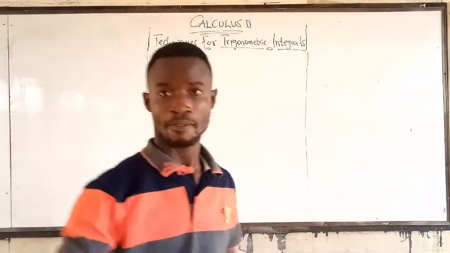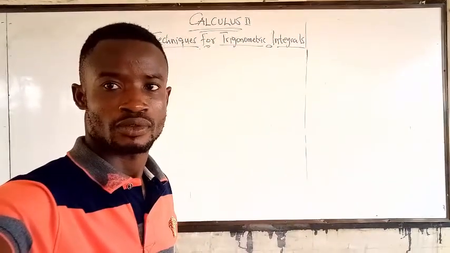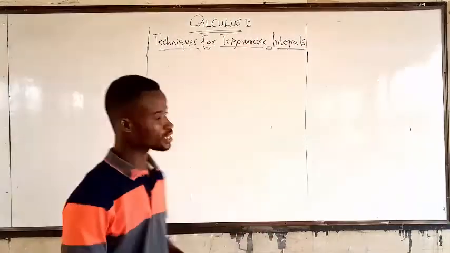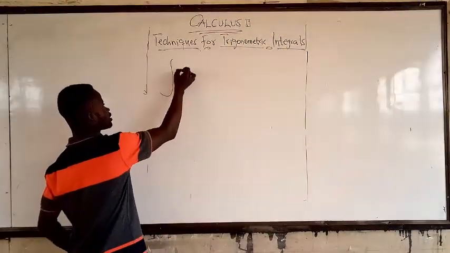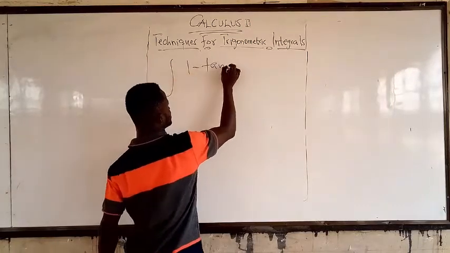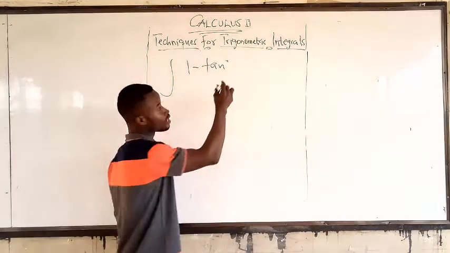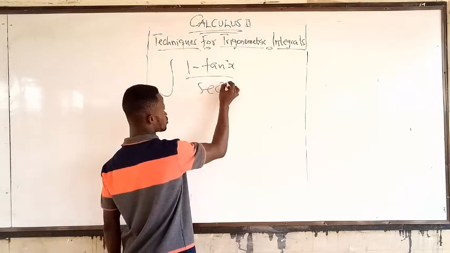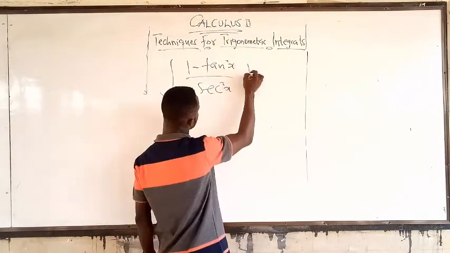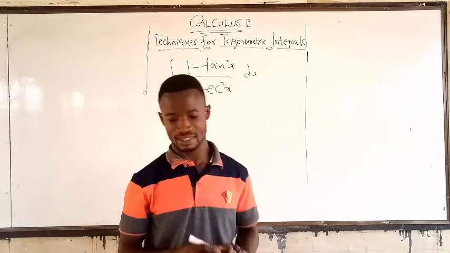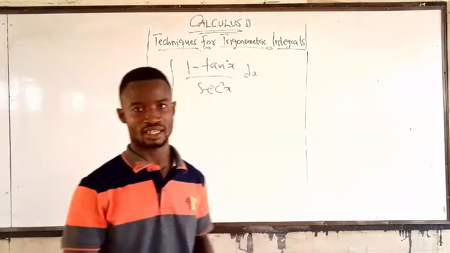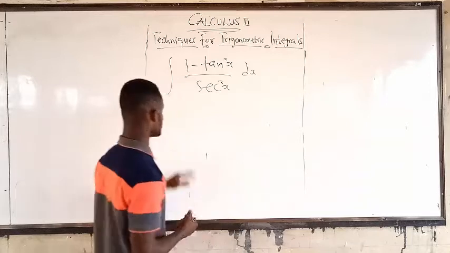Alright, let's continue. So what if you have the integral of 1 minus tan square x over sec square x dx? You can see that this doesn't fit the idea. Alright, this doesn't fit the technique. And don't create your own identity. Alright, so let's continue.